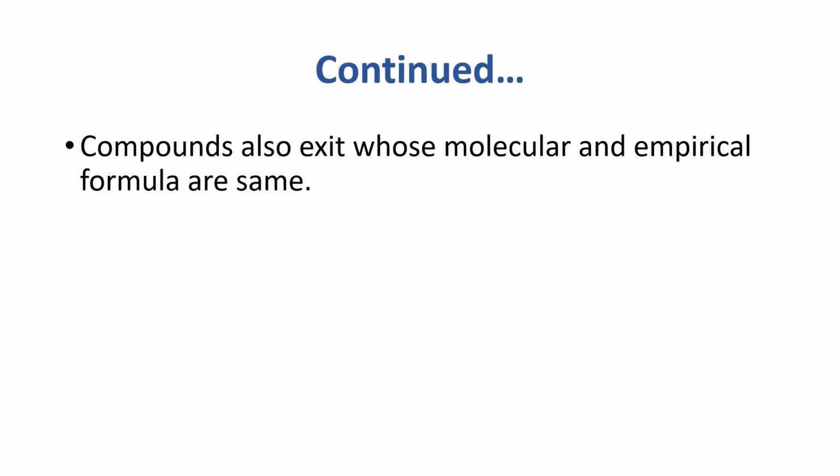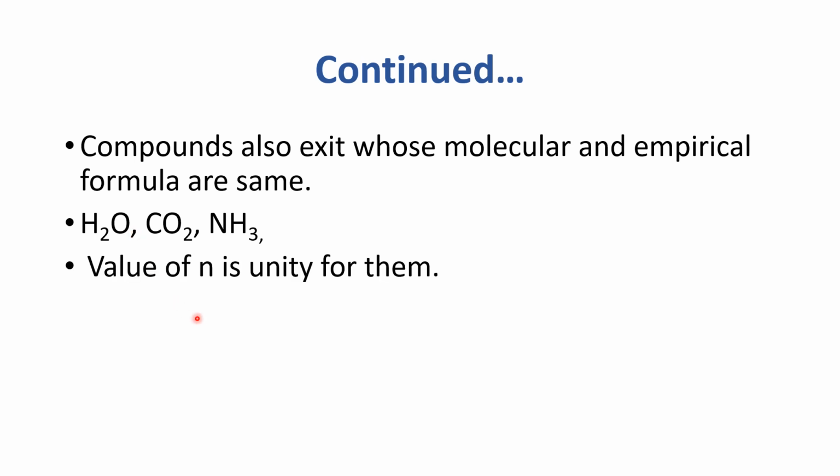Compounds also exist whose molecular and empirical formula are the same. For example, H2O, CO2, NH3, बहुत सारे ionic compounds like NaCl. Value of n is unity for them. ऐसे compounds जिनका empirical और molecular formula same होता है, उनके लिए जो n की value है, वो unity होती है.